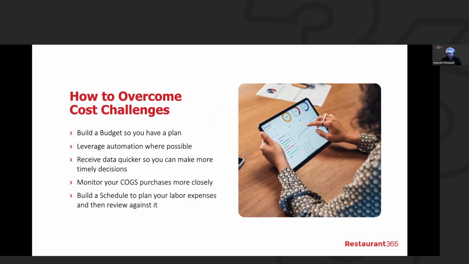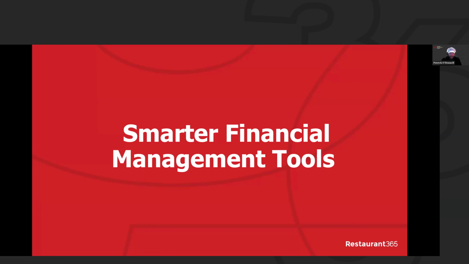Restaurant sales will always vary and can often be difficult to predict. This can lead to over-ordering, wasting product, being too conservative and under-ordering, which is not only a huge opportunity cost and loss of revenue from that would-be sale, but it also creates a poor guest experience and can have a negative impact on future sales as well. So to combat these things, we're going to have smarter financial management tools within R365.